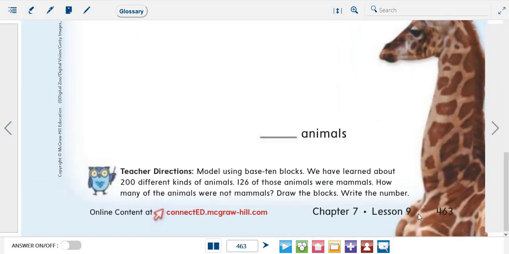Listen to the story. We have learned about 200 different kinds of animals. So interesting. 126 of those animals were mammals, like giraffes and elephants. Now the question is, how many of the animals were not mammals? What do you think, grade 2? How can we find how many of the animals were not mammals? Yes, of course, we need to find 200 minus 126. Let's model this problem.